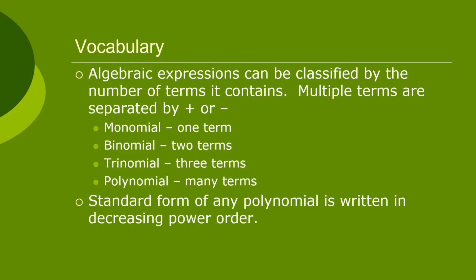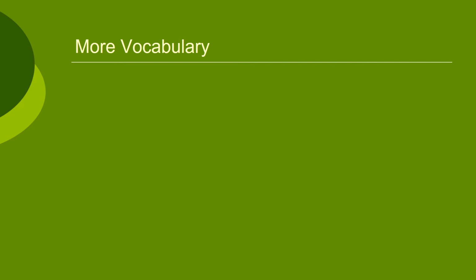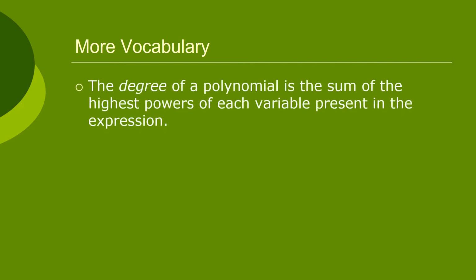The standard form of any polynomial is always written in decreasing power order. You must start with the highest power and the coefficient that's associated with it, and move on from there. The degree of any polynomial is the sum of the highest powers of each variable present in the expression.